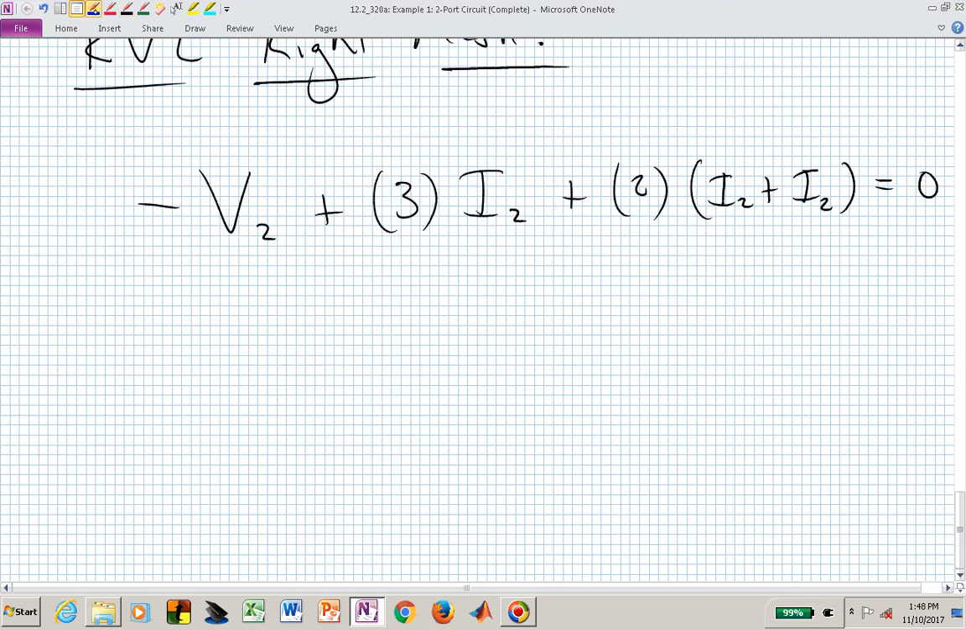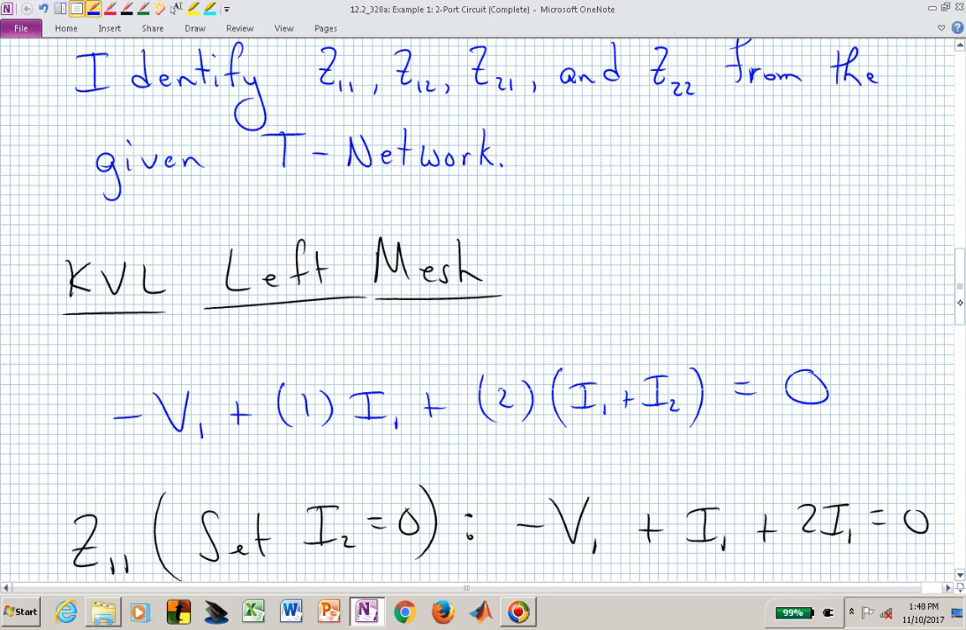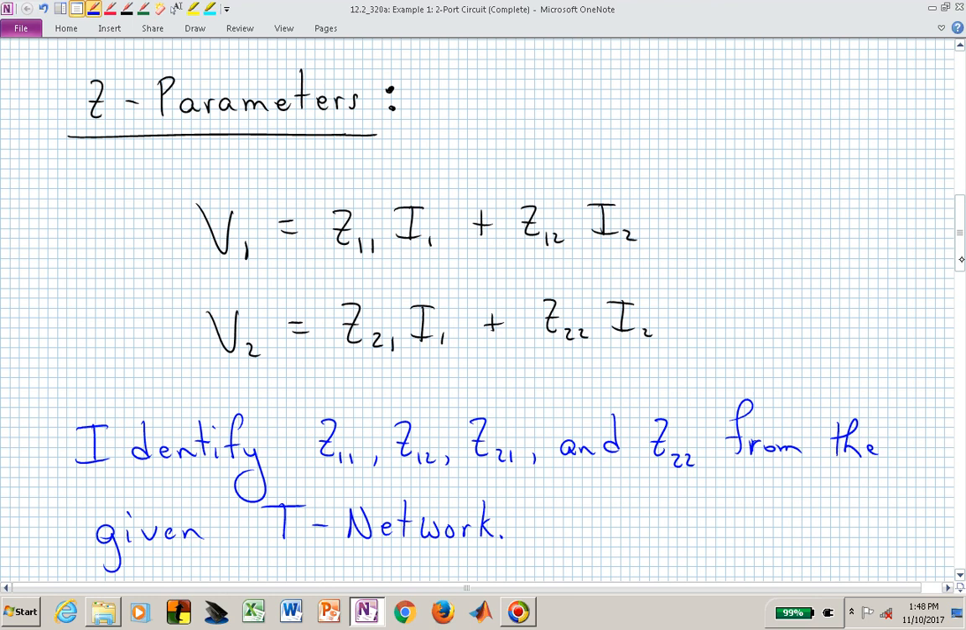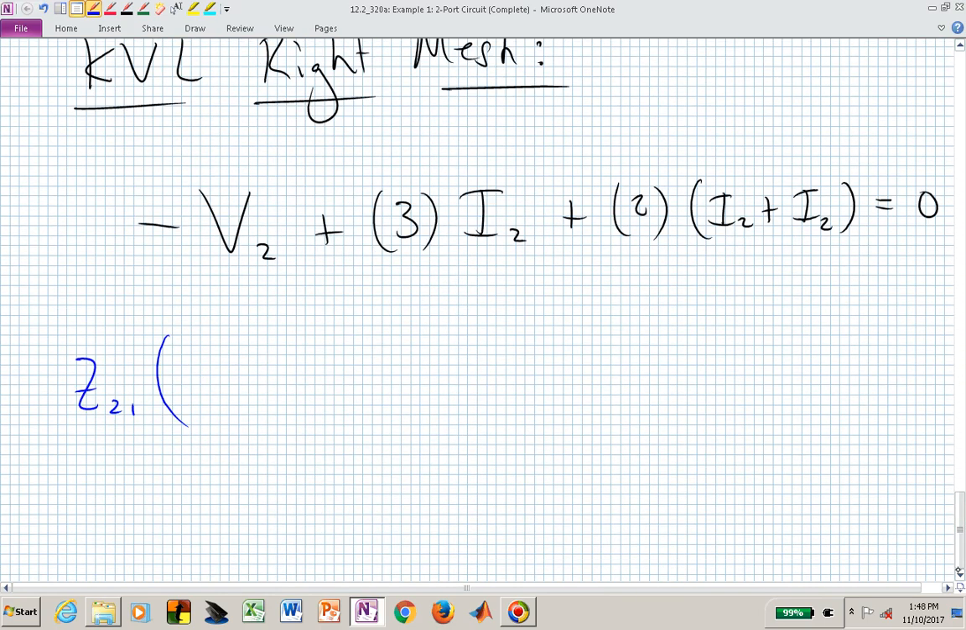And now we can find the two remaining Z parameters of the 4 total Z parameters. We can solve for Z sub 2, 1, and if we look at this particular definition, if we want Z sub 2, 1, then we need to set I sub 2 equal to 0 in the second equation. So Z sub 2, 1 will be found by setting the right independent source equal to 0.